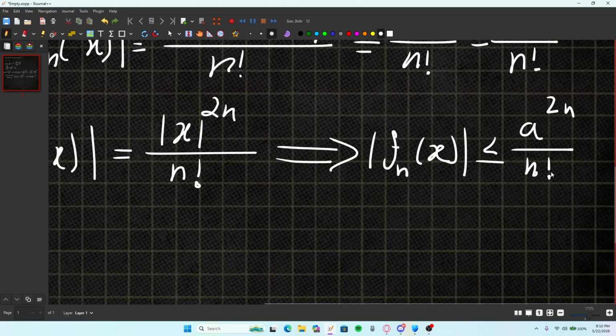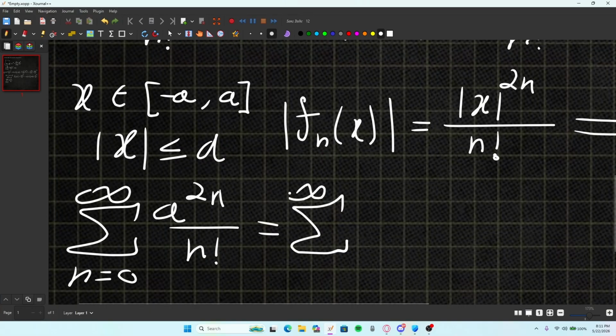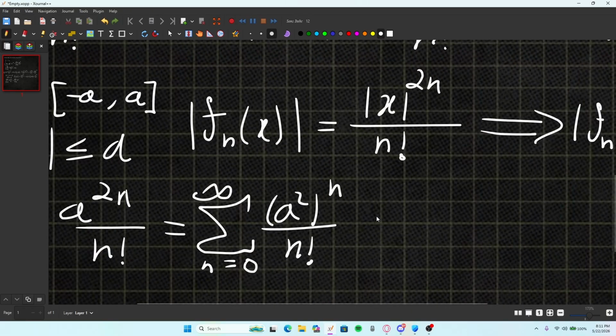And then what we're going to do is take this, and take the infinite series of that and see if it converges. The sum from n equals 0 to infinity of a to the 2n over n factorial. Let's separate these powers. The sum from n equals 0 to infinity of a squared to the n over n factorial. And would you look at that?